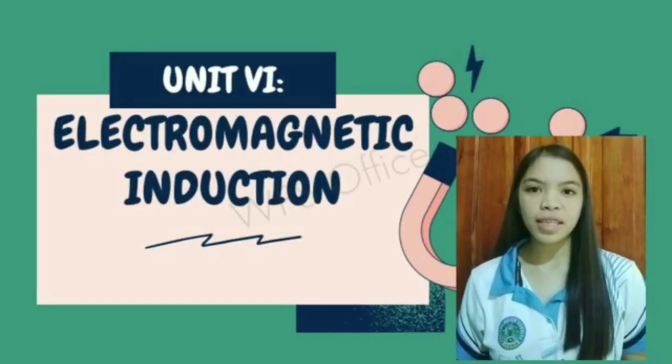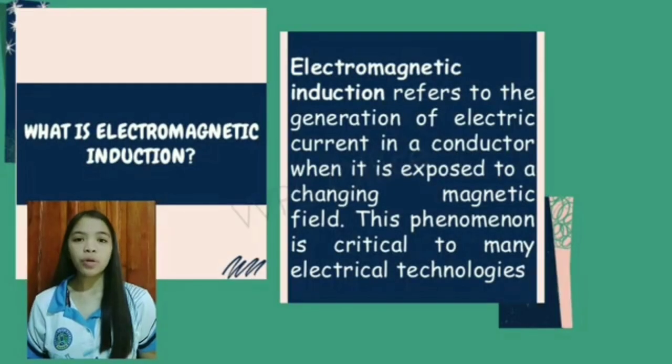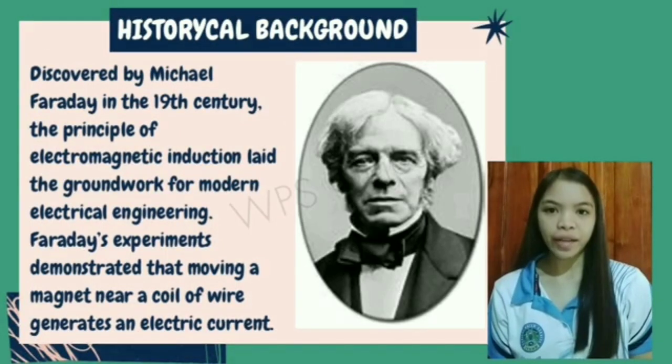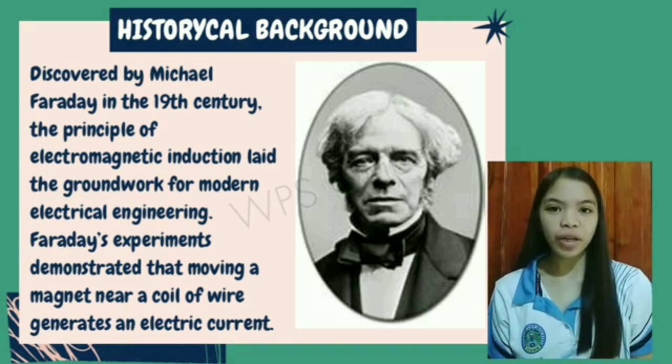Now let us discuss Unit 6, electromagnetic induction. So, what is electromagnetic induction? Electromagnetic induction refers to the generation of electric current in a conductor which is exposed to a changing magnetic field. This phenomenon is critical to many electrical technologies. It was discovered by Michael Faraday in the 19th century. The principle of electromagnetic induction laid the groundwork for modern electrical engineering.